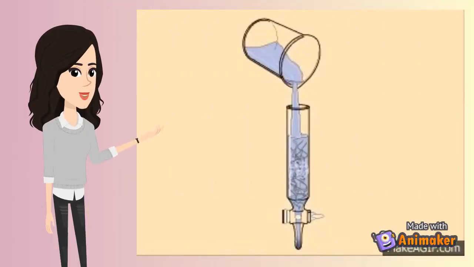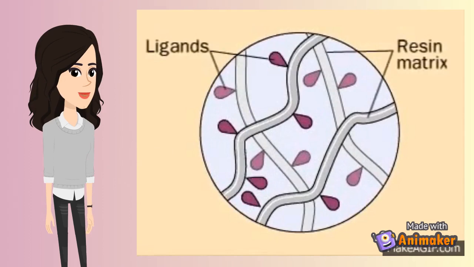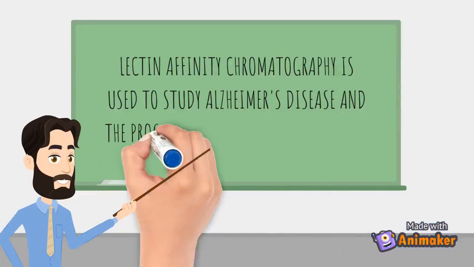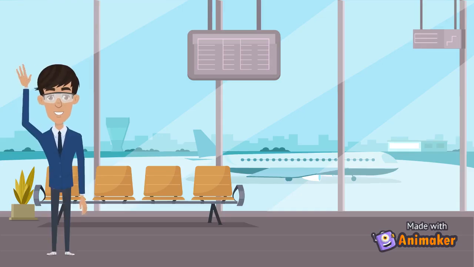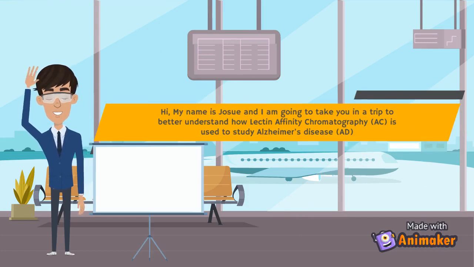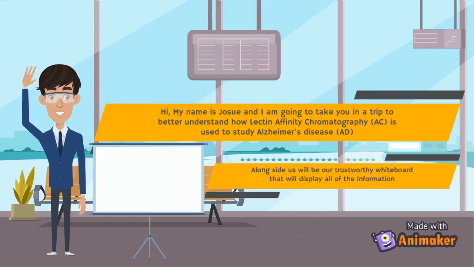It is the most commonly used specific purification procedure for glycoprotein. Lectin affinity chromatography is used to study Alzheimer's disease and its progression. Hey, my name's Jose, and I'm going to take us on a trip to better understand how we can use lectin affinity chromatography to study Alzheimer's disease, and alongside us will be our trustworthy whiteboard.